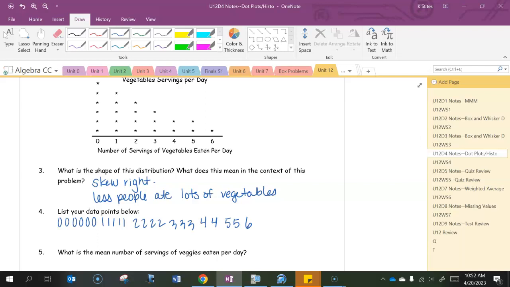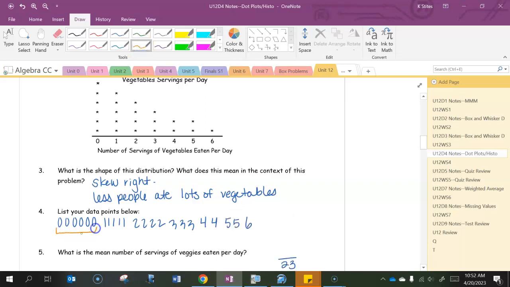What we're going to do now is find the mean number of servings of veggies eaten per day. And again, that means that you're going to have to add up all of these values, and then we're going to divide by how many there are, which we already know there were 23 stars. Okay, so 23 is how many people there were. So you can take a minute and you can add all these up.